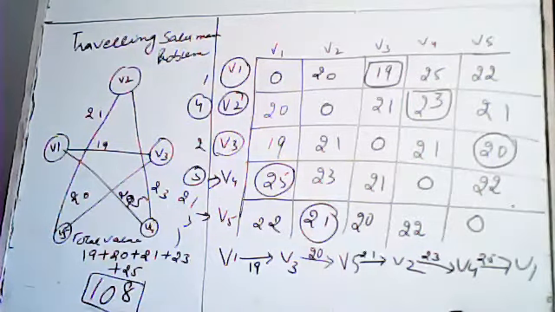Okay, so here, what was the value? V3 to V5 was 20. See, the next smallest value after 20 is 21. So V5 to V2 was 21, so we have chosen this edge.